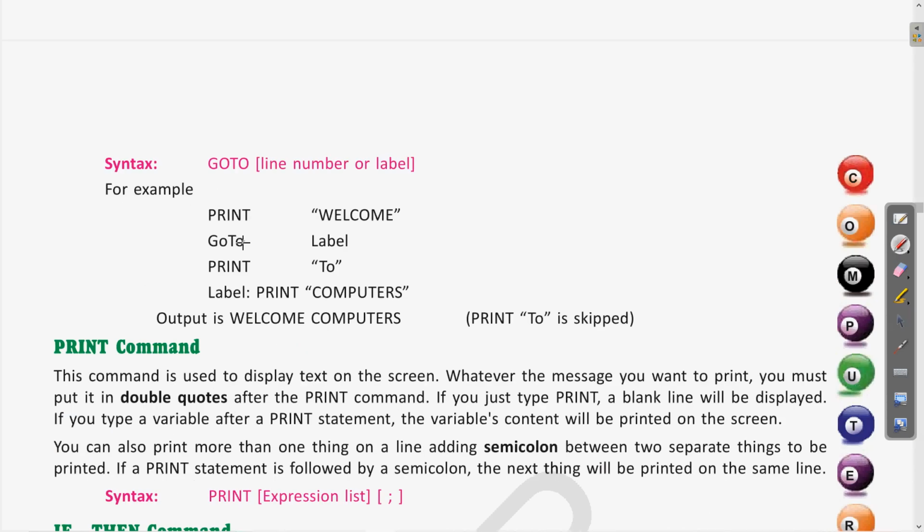You can see that the first statement is print welcome. Then the next is go to label. So after executing the first line it will write welcome, then where it is written label, it means that now the program will go to the label wherever it is written label. So here it is label. So from here the compiler will come to this line, and the statement is print computers. So what will be printed? It will print welcome computers.